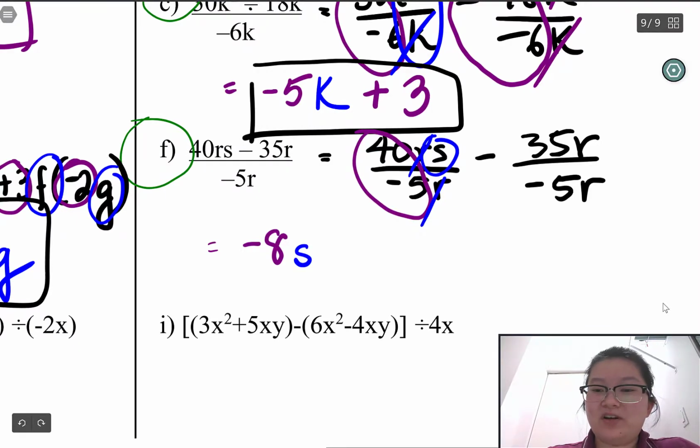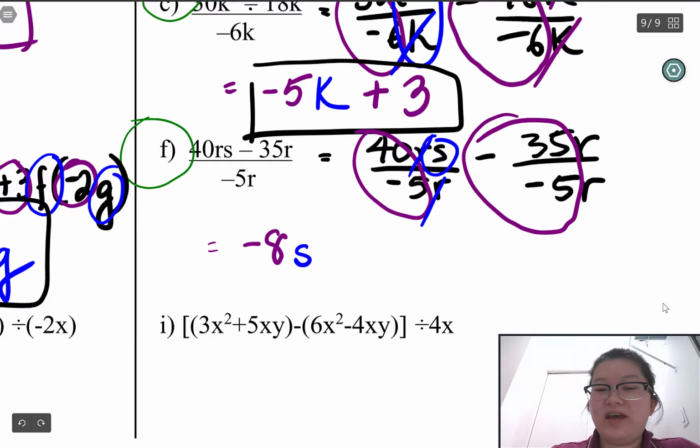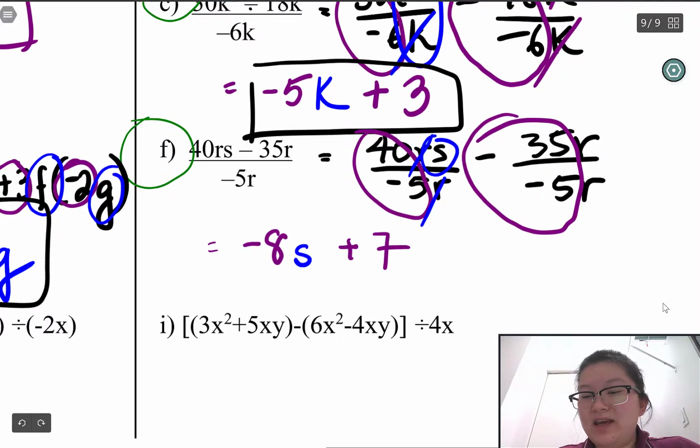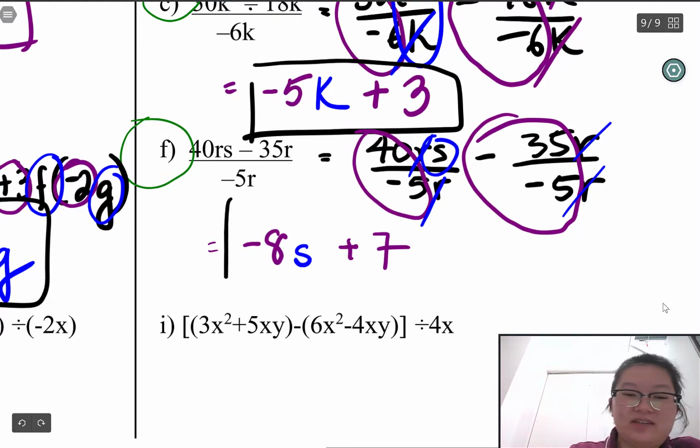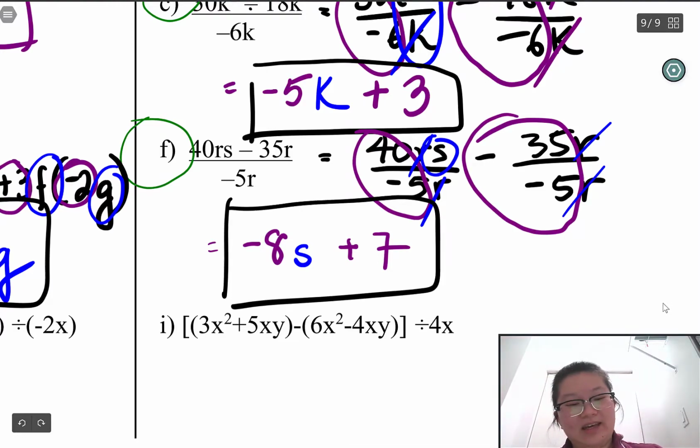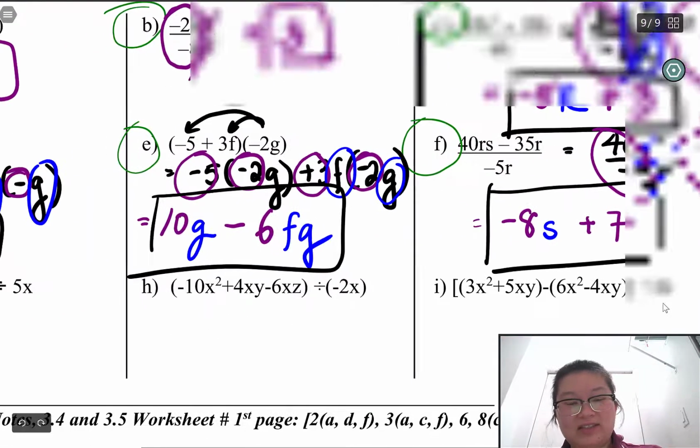Last term here, negative 35 over negative 5 is going to give me positive 7. And hey, look, the R's also go away. We love it when things cancel out nicely. So negative 8S plus 7.